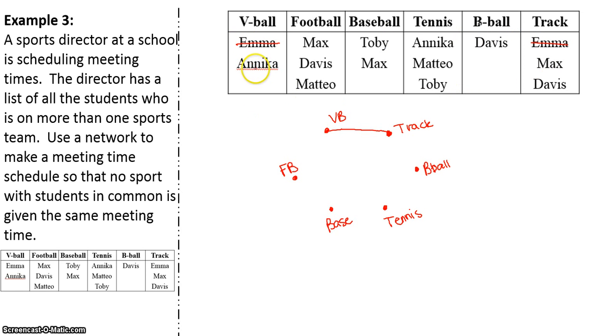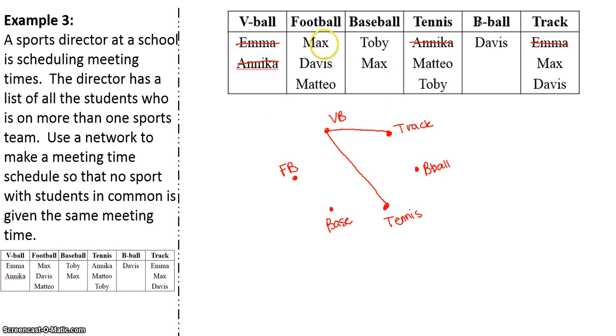So now we look at Annika. Annika's in volleyball and tennis. So then we need to connect volleyball with tennis to represent Annika's things that she is in. And then I'm going to cross them out. So this is how you make your graph.